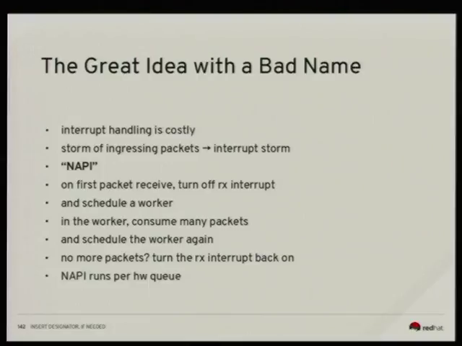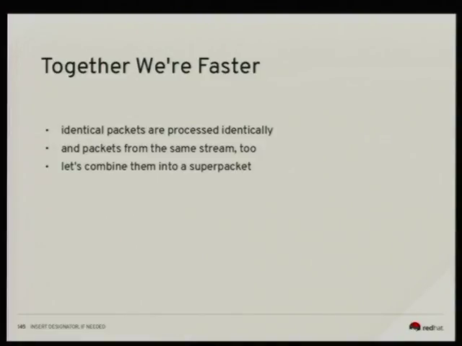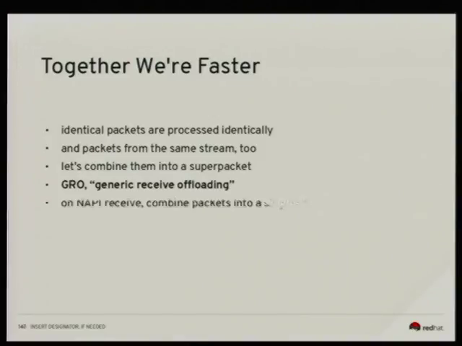This is called NAPI, and it runs per queue. So each queue gets its own NAPI. This leads to an interesting thing, because if you think about how the packets travel through the kernel, you find out that identical packets are always processed in the same way. Not only that, packets that belong to the same stream are always processed the same way. The netfilter rules, whatever, are still applied all the same. So what we can do is combine them on ingress as early as possible into a super packet. This is called GRO, generic receive offloading.